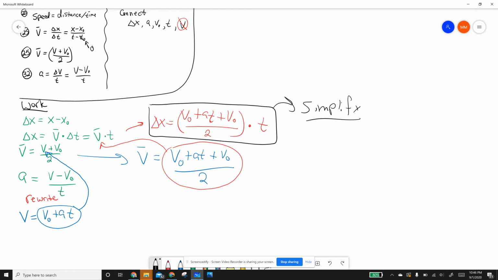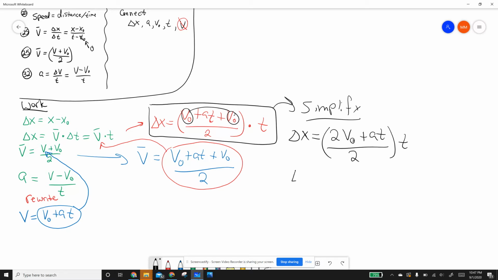Okay, so to simplify this, I get delta x equals, I can combine my v initial and my v initial, put those two together, so 2 v initials plus acceleration times time, all that divided by 2, still going to multiply across by t. So let's do this one step at a time, and hopefully as you warm up with your algebra skills, this will go faster and faster.